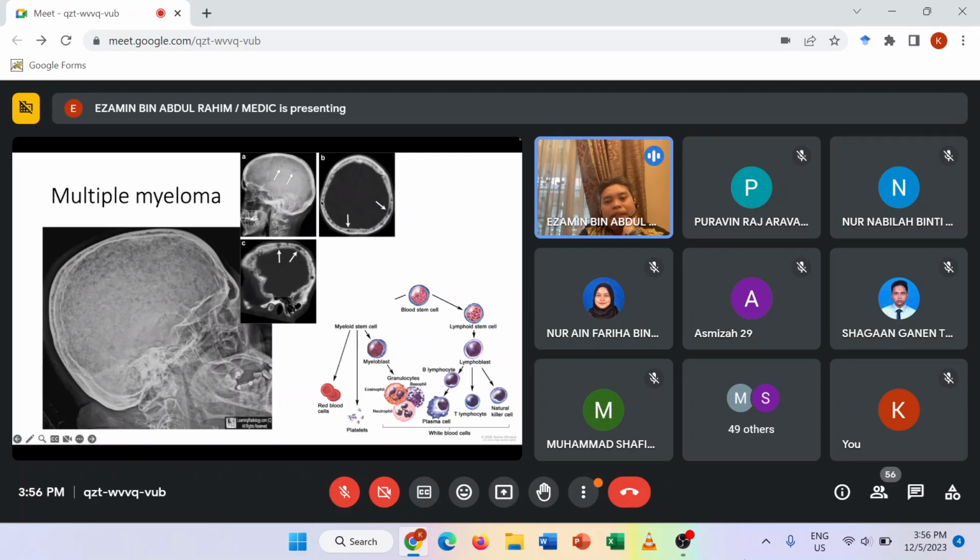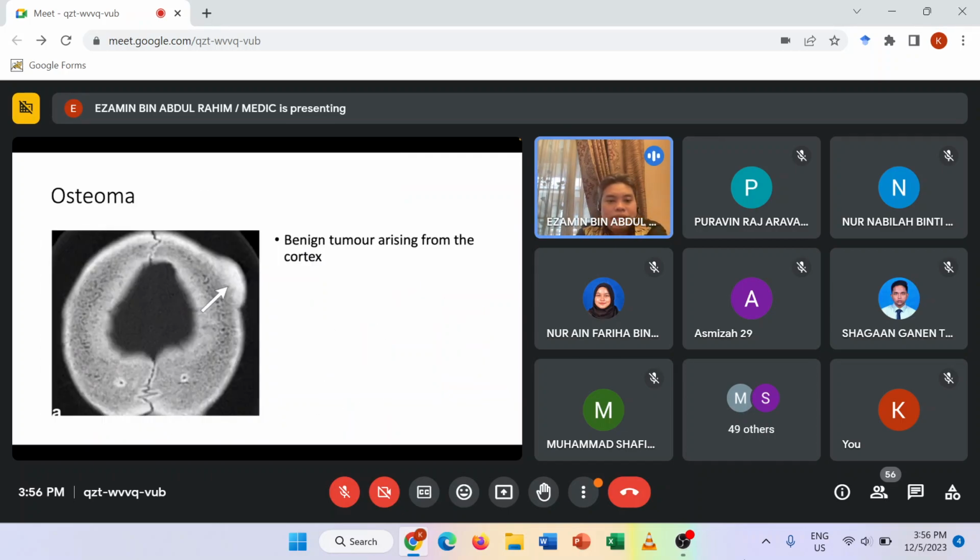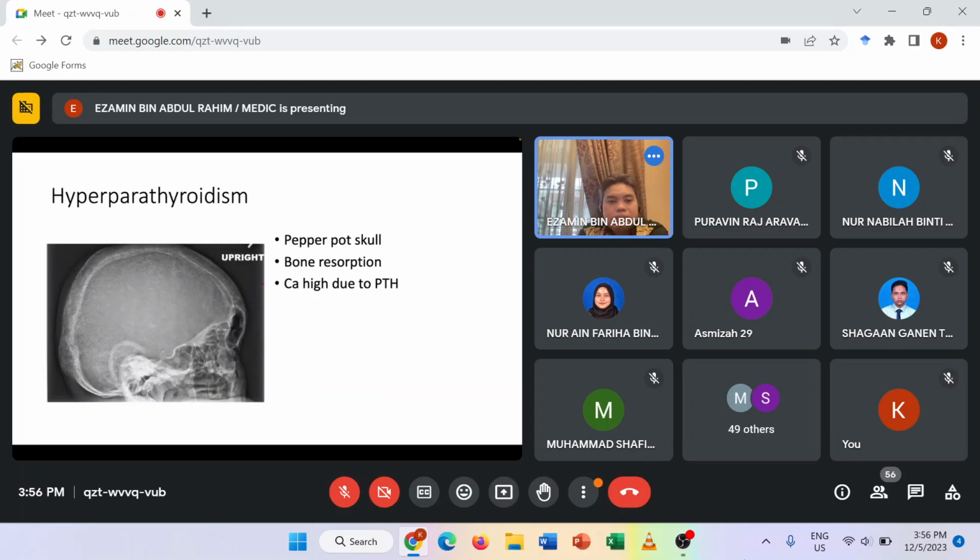The diploic space, its periosteum, outside is the periosteum, there are 2 periosteum. It's quite normally intact. Like I said, it is because of a plasma problem, a plasma tumor. So the appearance is like this, something they call, I forgot what it's called, paper pot, if I'm not mistaken, right? And then this one is osteoma. It's benign at the cortex. This one, paper pot skull, is the same.